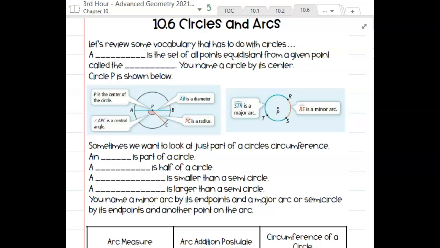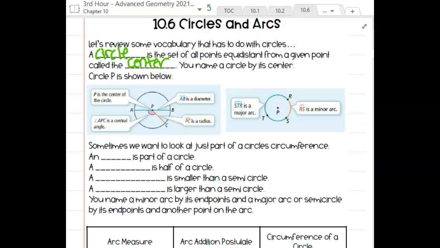So first thing, a circle is the set of all points equidistant from a given point, which I don't really think I ever thought of a circle that way. But you think about it, you have a point, like a center point, and you go out 3 inches, and then you go out 3 inches this way, and out 3 inches this way, and out 3 inches, it's going to create a circle, which is kind of interesting, okay? Now that given point is called the center.